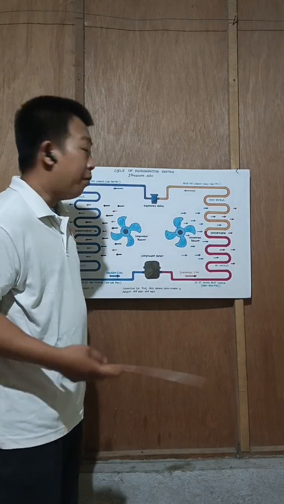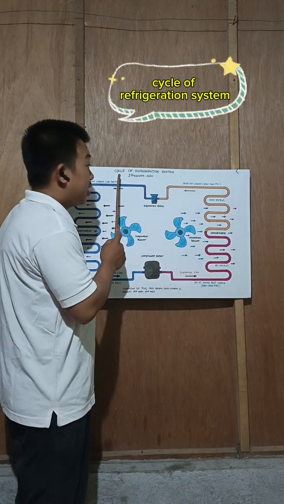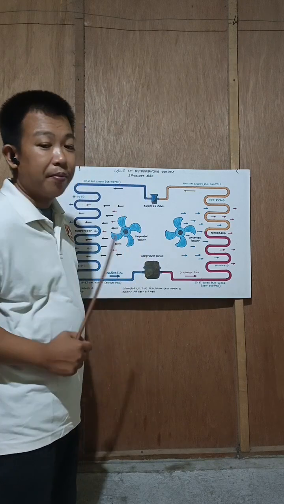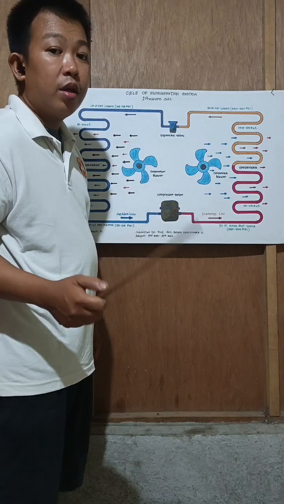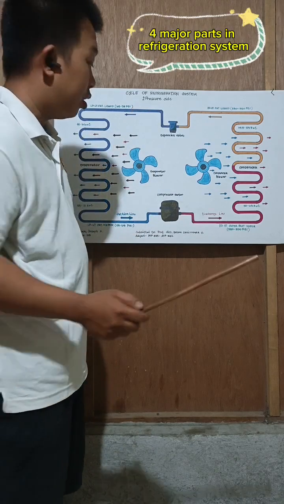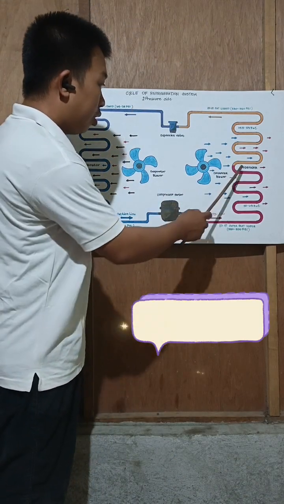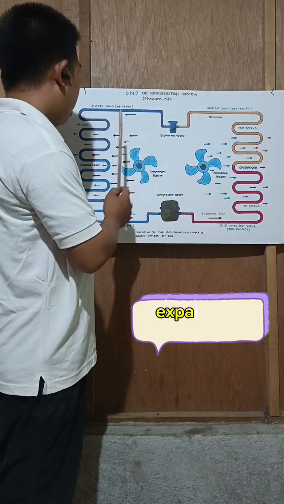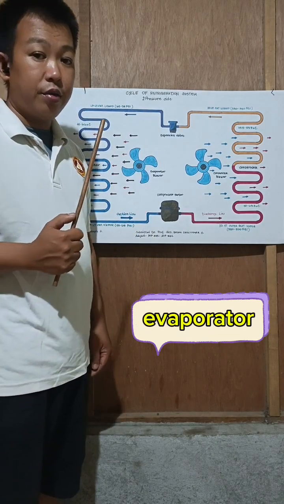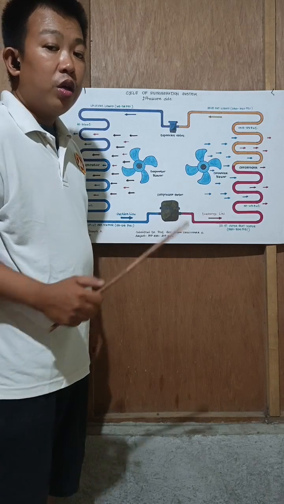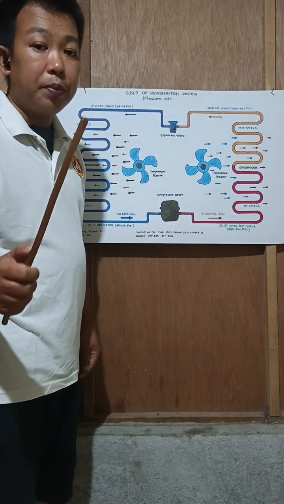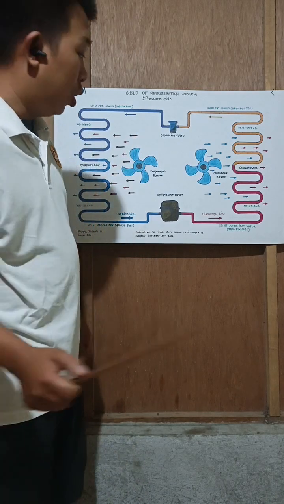For today's video, guys, I want to share my discussion of the cycle of a refrigeration system. In a refrigeration system, there are four major parts: the compressor motor, the condenser, the expansion valve, and the evaporator. These parts work together to move heat out of a space and keep it cool.